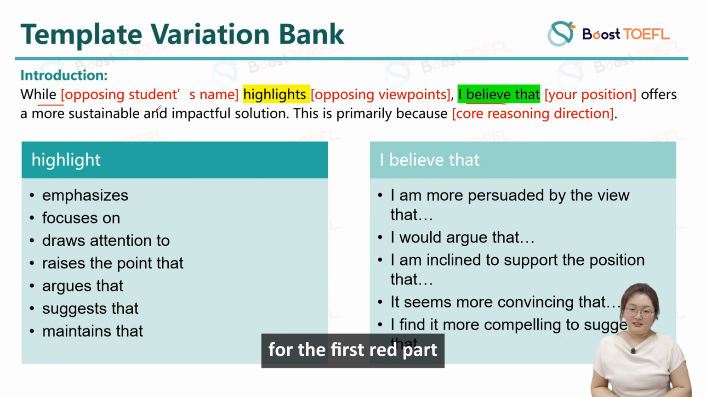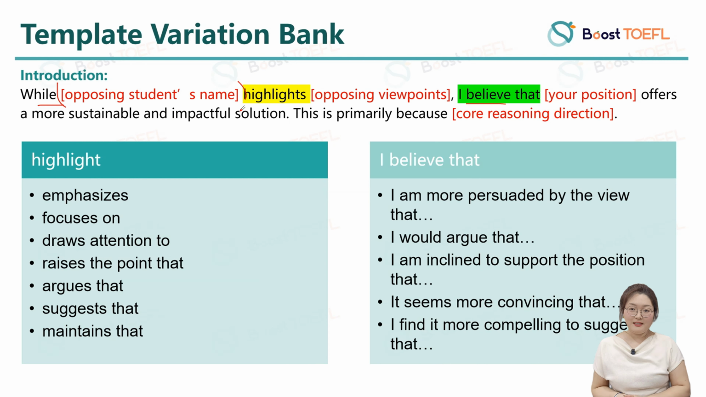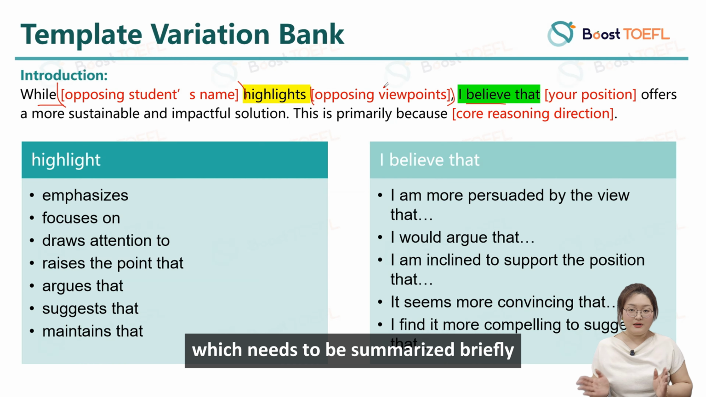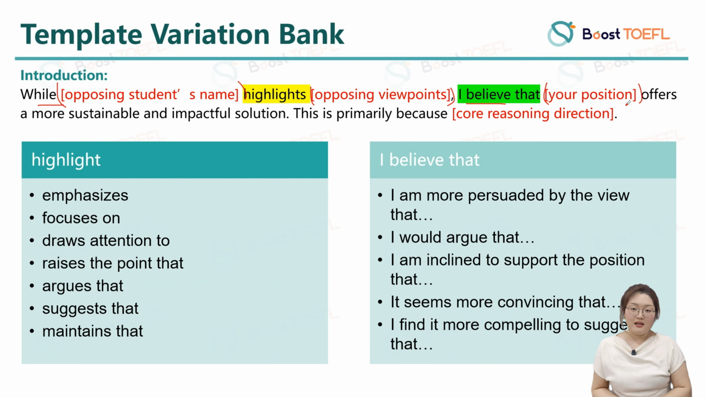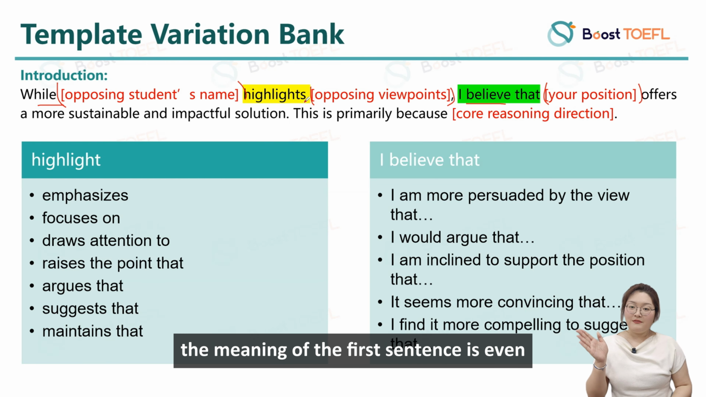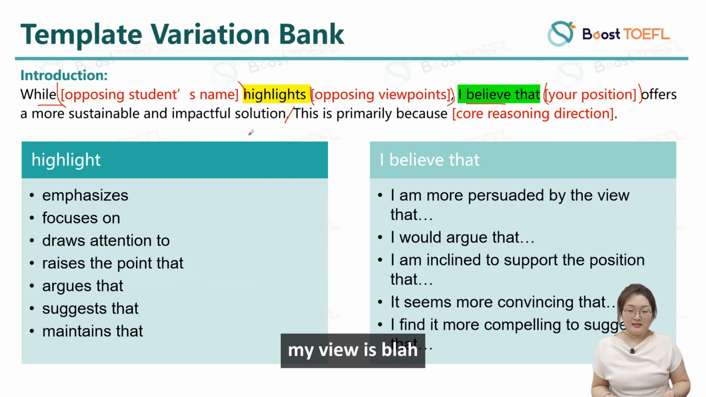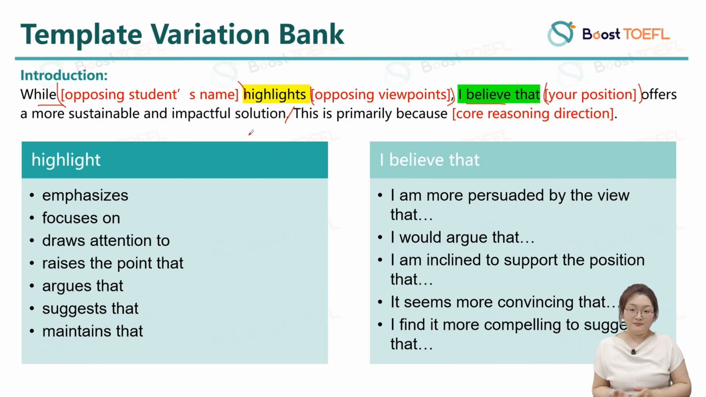For the first red part, you can just find the student's name from the question and fill it in directly. The second red blank is his or her opinion, which needs to be summarized briefly. Then, we need to state our own position clearly. So for the third red blank, we need to decide what our own opinion is. Together, the meaning of the first sentence is, even though this person said something, my view is blah blah blah. You can see the first sentence both makes a contribution and states your position.